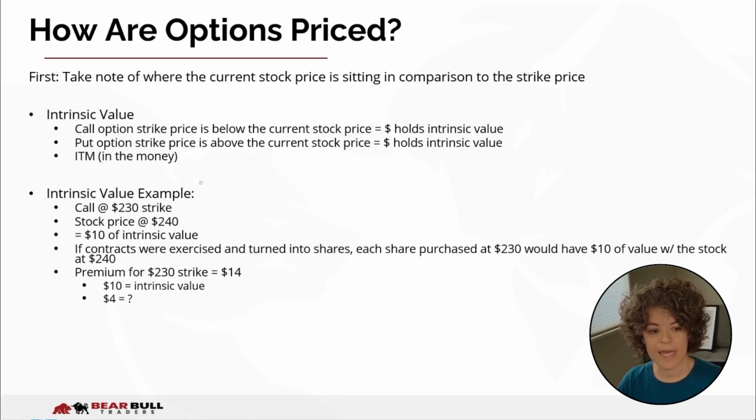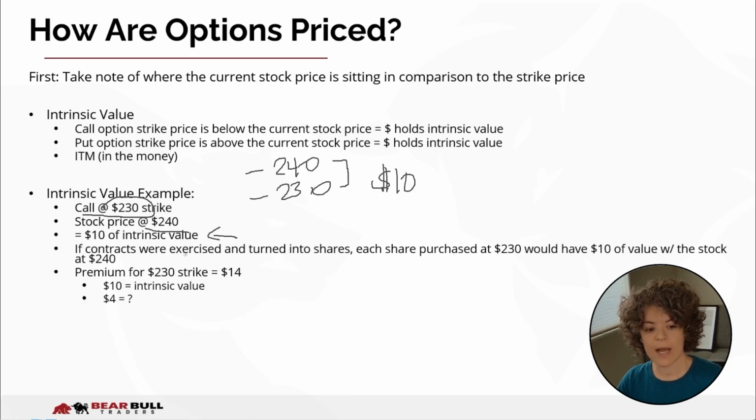So let's break it down again so that you can easily walk through this and see exactly what I'm saying. Intrinsic value example: we have a call at 230, right? So the 230 strike, and the stock price itself is at 240. So we're above that, right? Here's the strike and here is the stock itself. The difference between these two is $10, and that is what intrinsic value is.